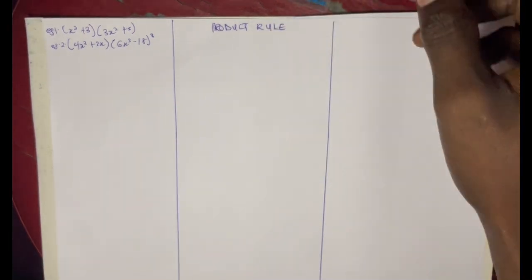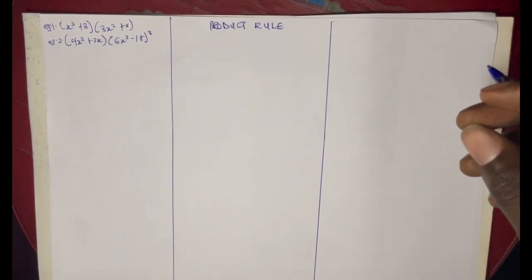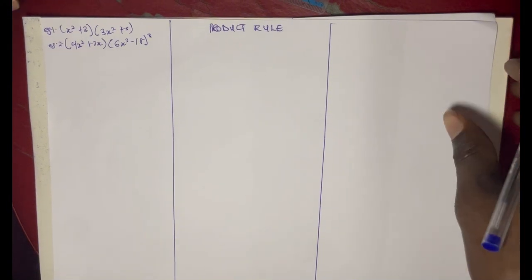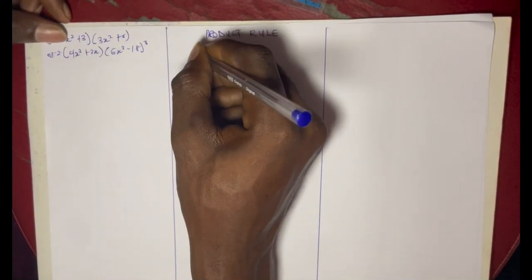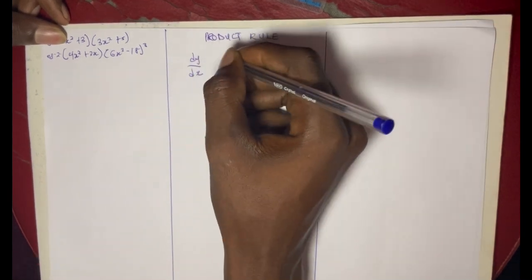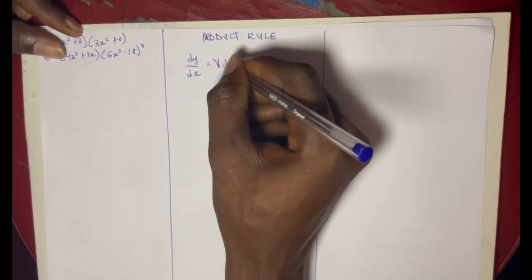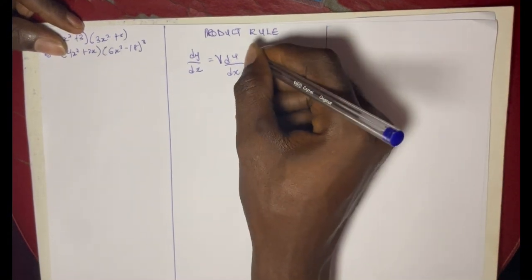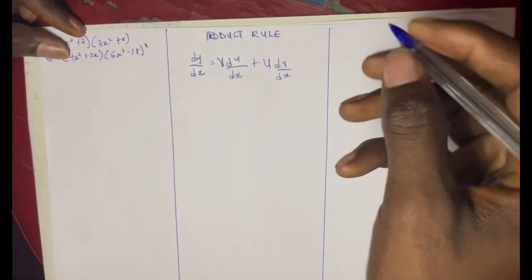Let's start with the product rule. When we say product, it means you are multiplying two things. So the product rule also comes with a formula: dy/dx is equal to v du/dx plus u dv/dx.